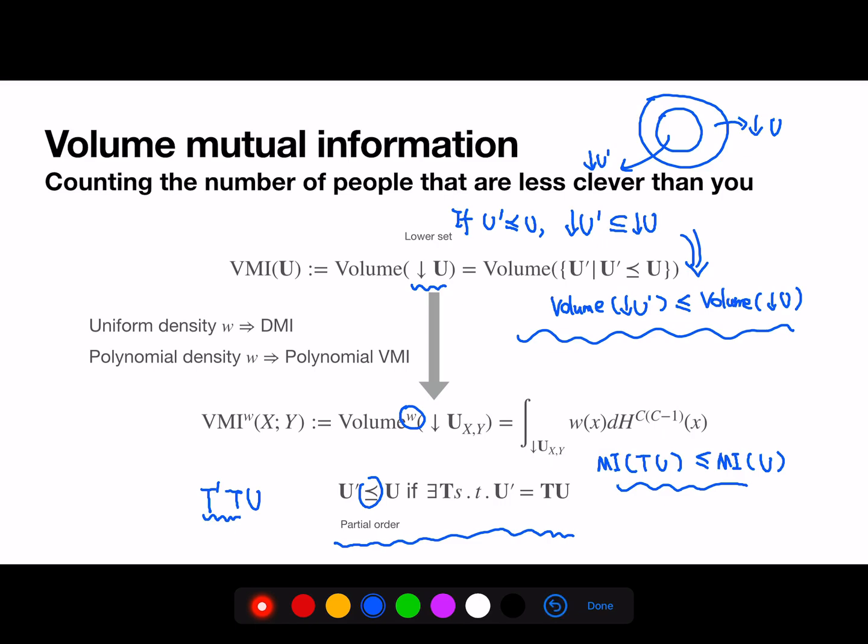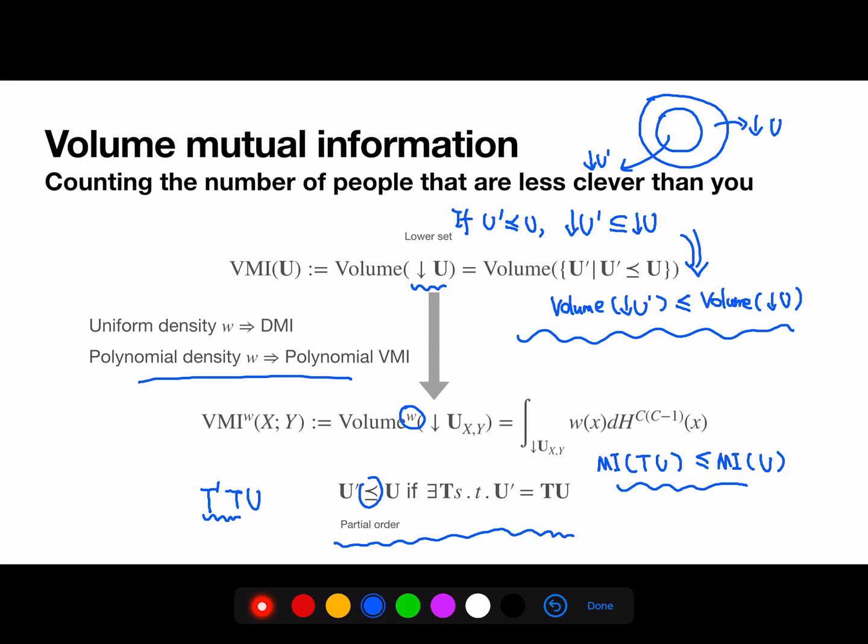The point is that we can tune the density function but still satisfy this monotonicity, which is another term for data processing inequality. If we use uniform density, meaning the density equals 1 everywhere, then interestingly we can prove that this volume mutual information is actually the determinant-based mutual information. Another very interesting property: if we use polynomial density, a non-negative function on the space of the joint distribution, we will get polynomial volume. It's not direct, you still need to multiply something, but we can get polynomial volume mutual information.